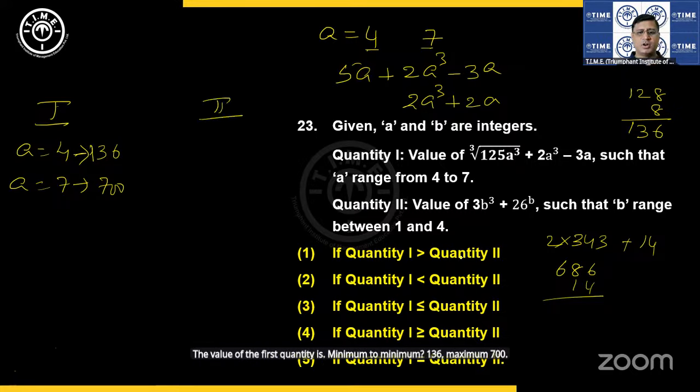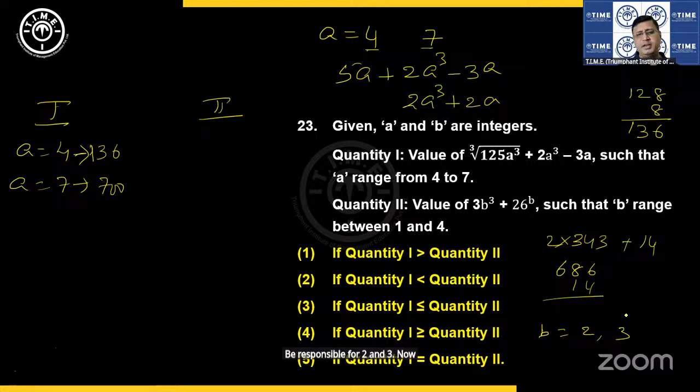Now look at the second quantity. The value of 3b cube plus 26 power b, such that b ranges between 1 and 4. 1 and 4 means the possible values for b. B is possible for 2 and 3.